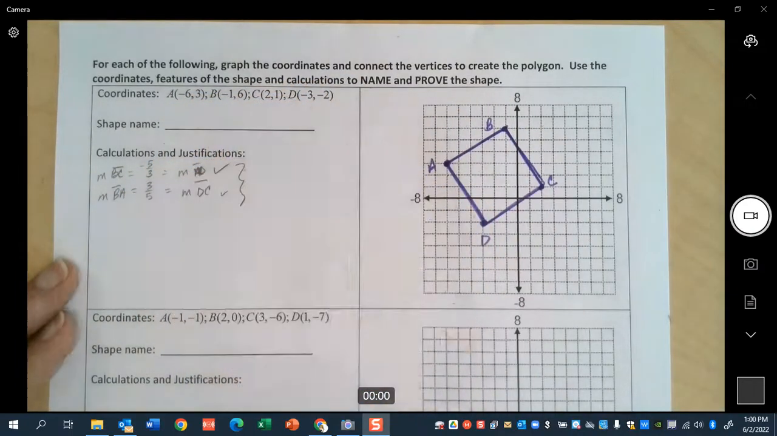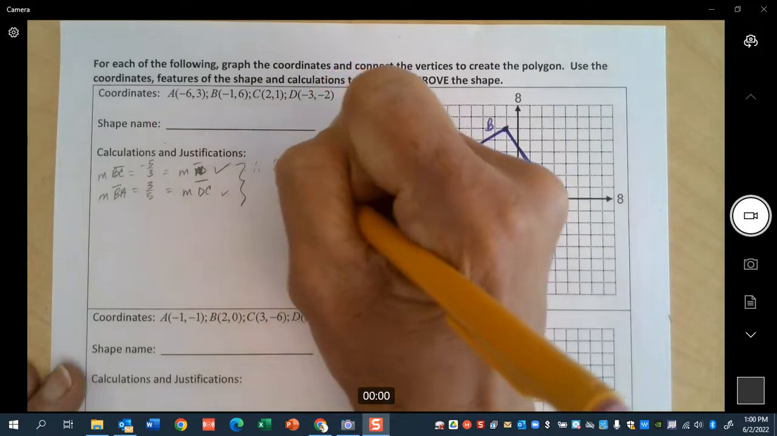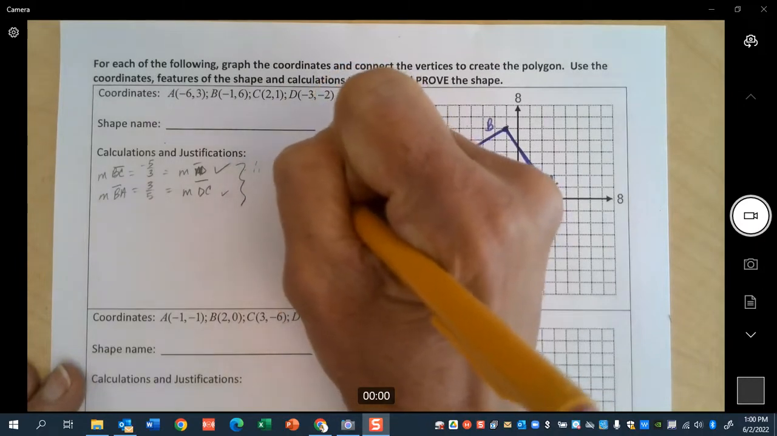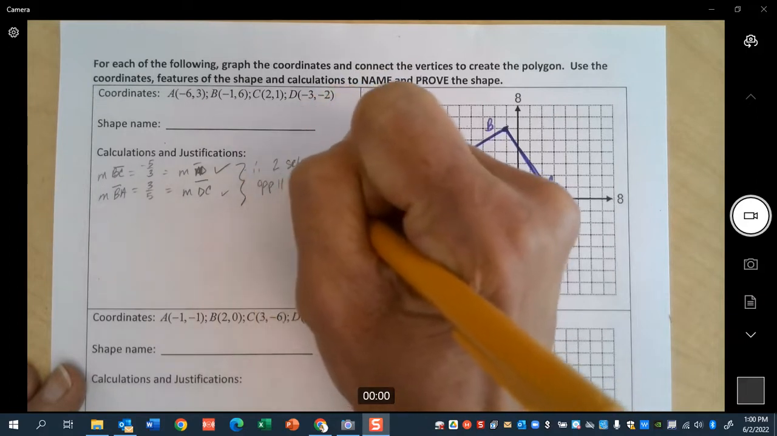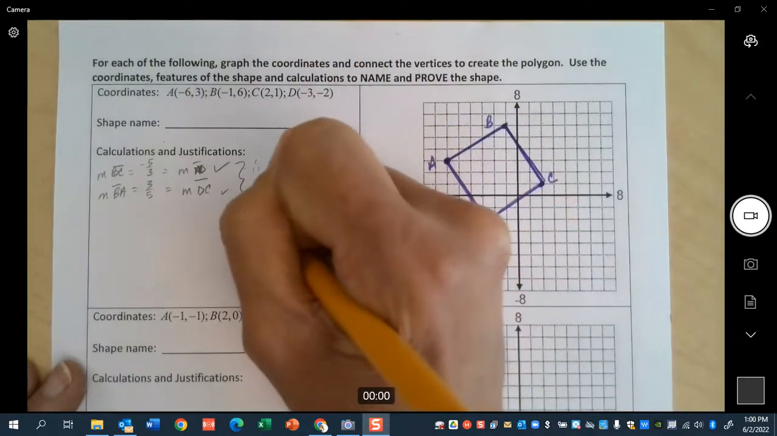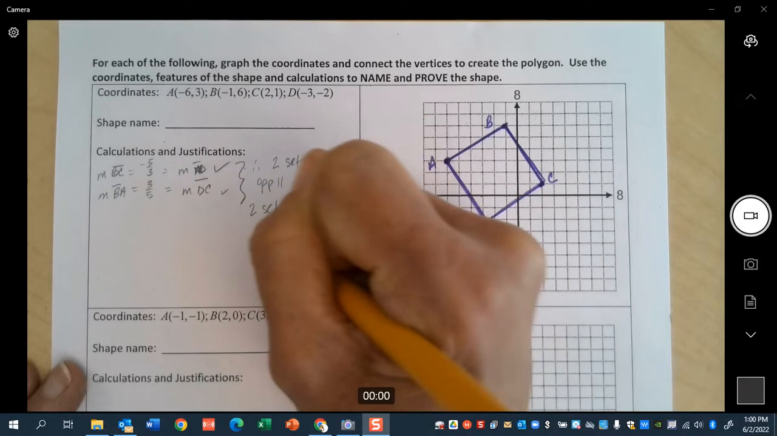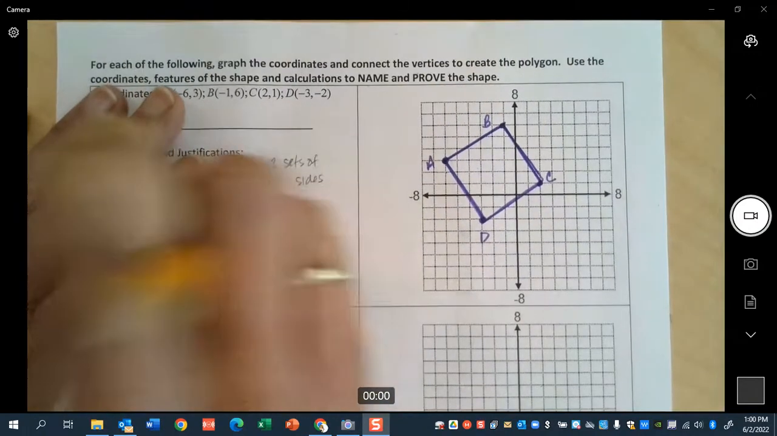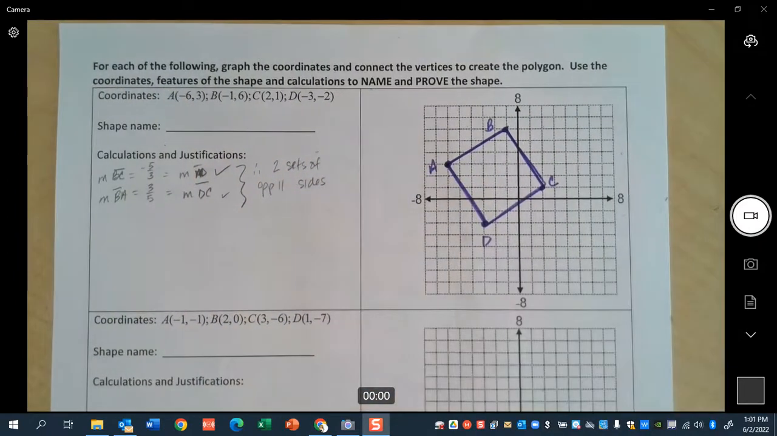So here's what I'm looking for when I go to grade this. You can say, therefore, 2 sets of opposite parallel sides and 2 sets of perpendicular sides. Or maybe instead of 2 sets, we should say all. How should we phrase this? How do we know that they're perpendicular?